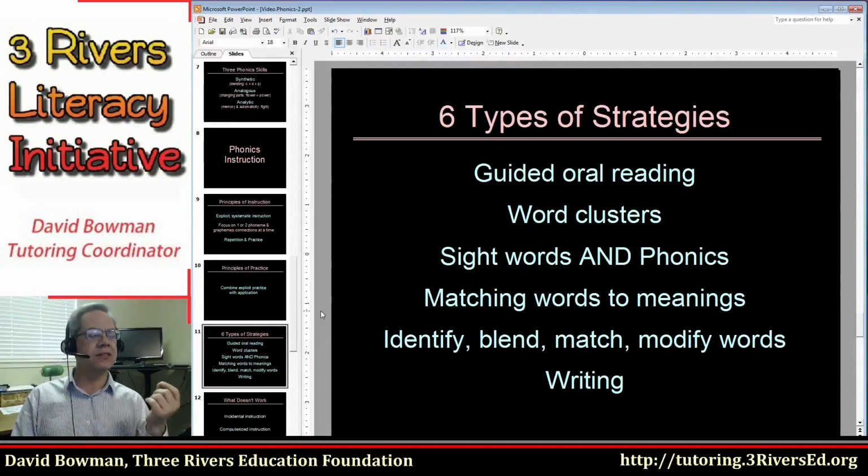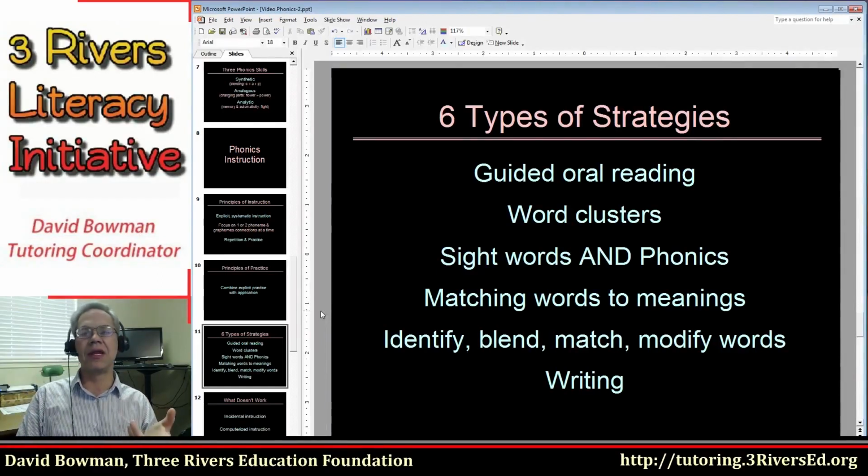Now, what does this look like? What do the strategies look like that we know work? So the first is guided oral reading. And guided oral reading is going to do a couple of things for students. For one, it's going to give them lots and lots of practice in making that translation from graphemes to phonemes. It also gives you, as the tutor, a good opportunity to listen for those places where students might be struggling and give you some clues about what instruction is going to be needed.